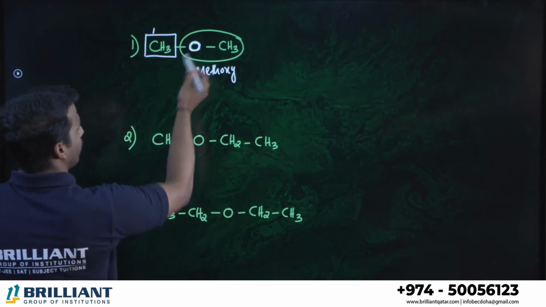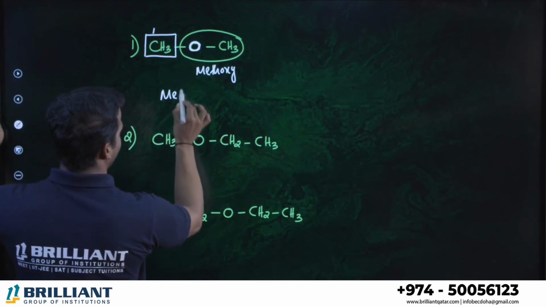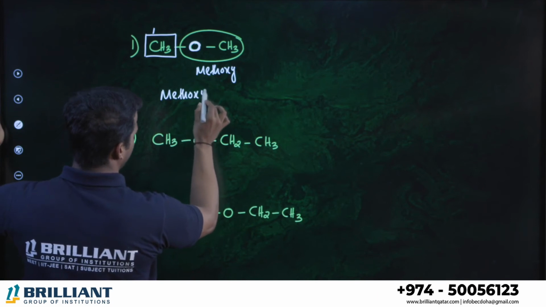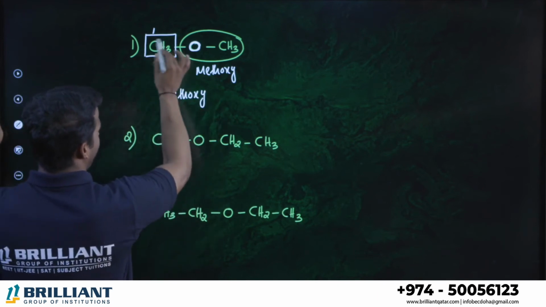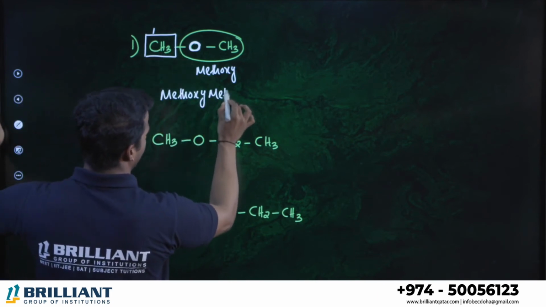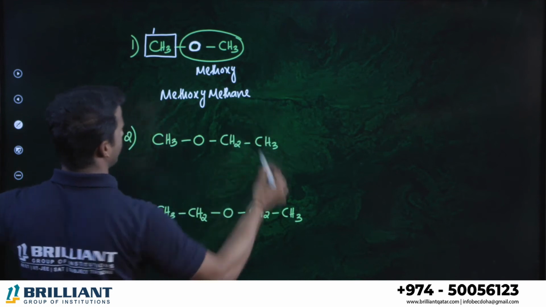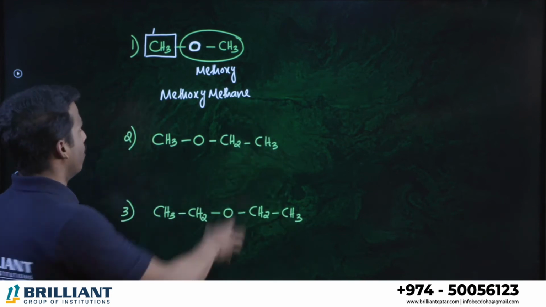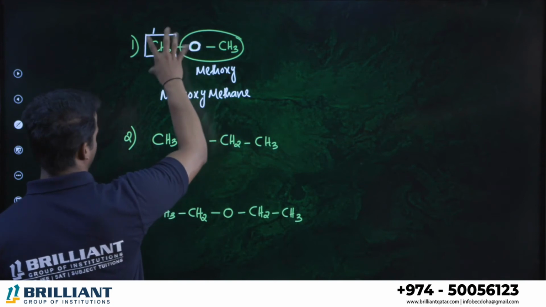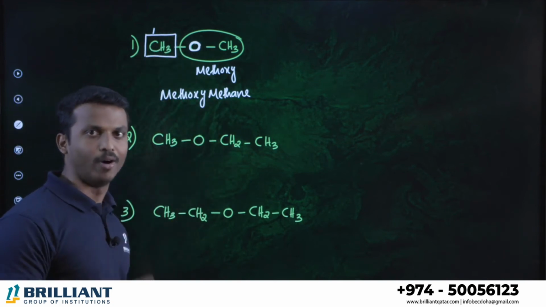So the first position has a methoxy group, so the name of the compound begins with methoxy. What is the parent chain? Only one carbon, methane. Methoxy methane, that is the name. Methoxy methane is the IUPAC name of this ether.